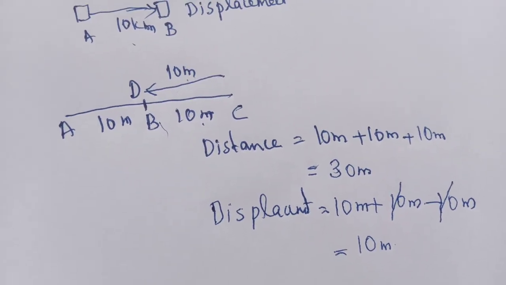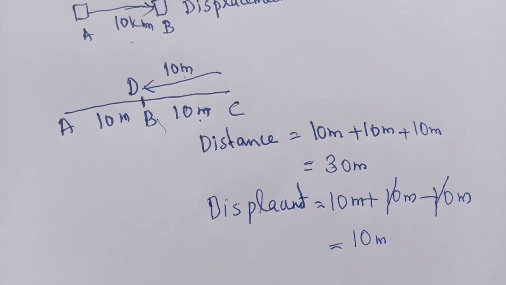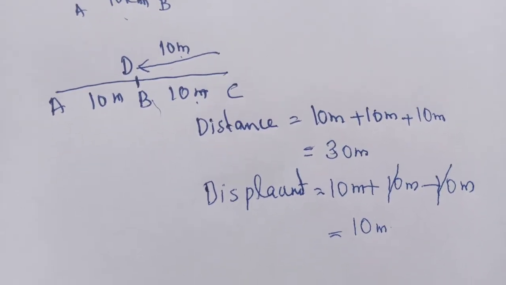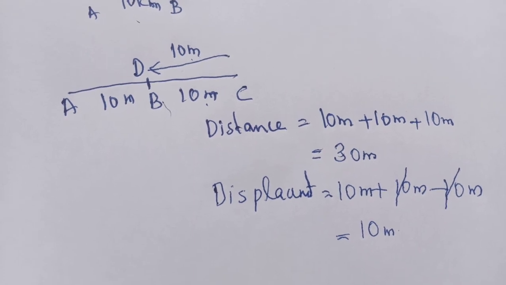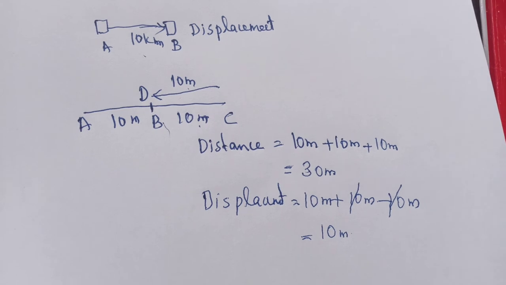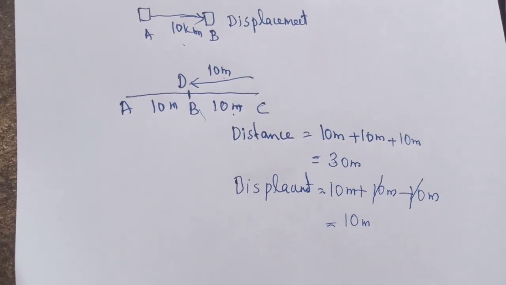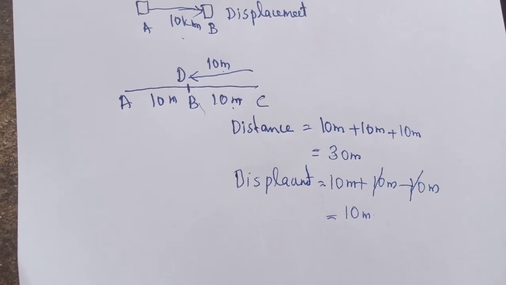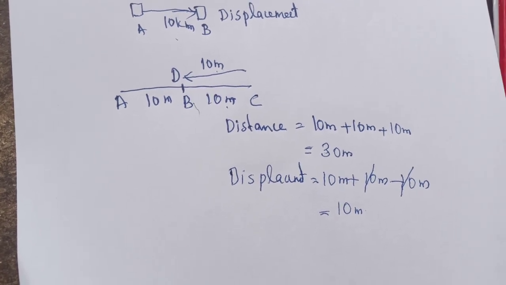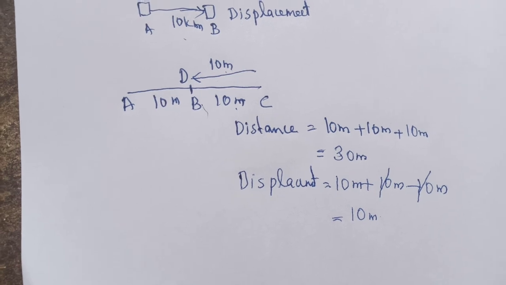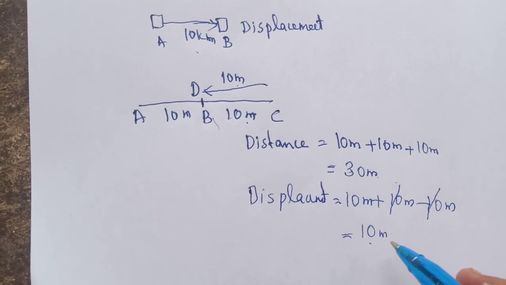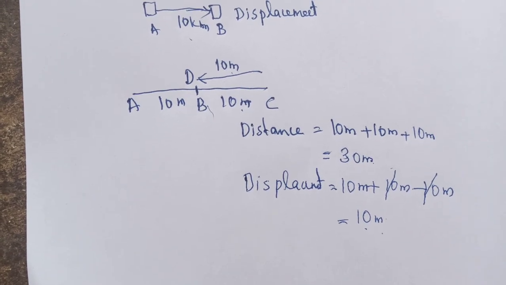This displacement can be negative also. Distance is a scalar quantity, but displacement is a vector quantity. Scalar means we have only magnitude, but for displacement we have magnitude and direction also. That's why it becomes negative. Then distance is 30 meter and displacement is 10 meter. You understand now? Thank you.